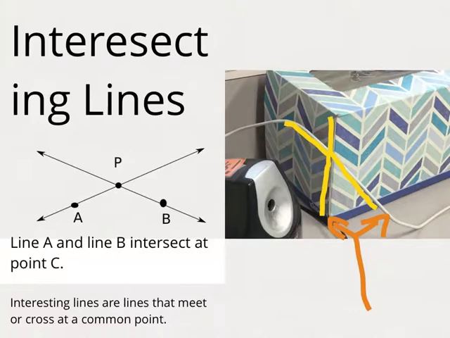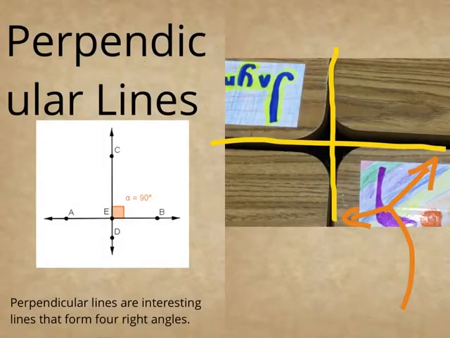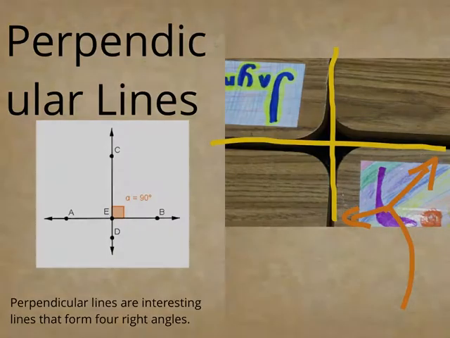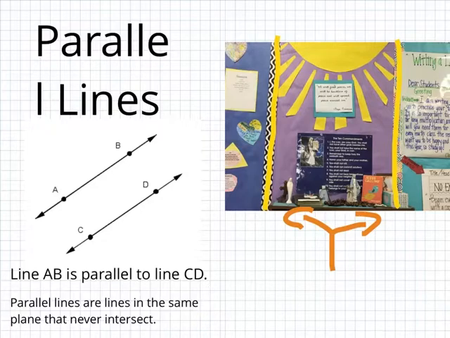Intersecting lines. Intersecting lines are lines that meet or cross at a common point. There is a real-life example of intersecting lines. Perpendicular lines. Perpendicular lines are intersecting lines that form four right angles. There is a real-life example of perpendicular lines. Parallel lines. Parallel lines are lines in the same plane that will never intersect. There is a real-life example of parallel lines.